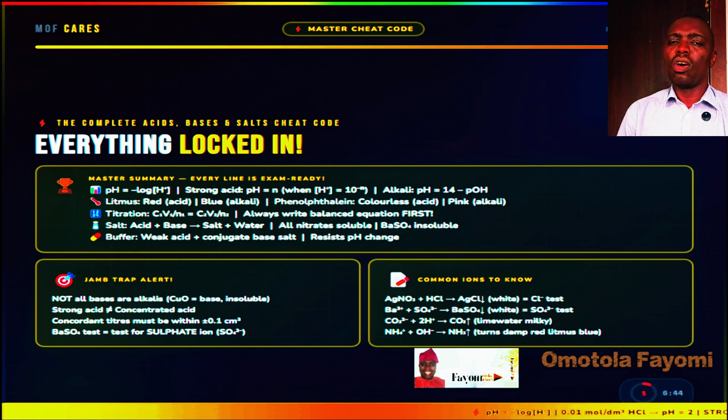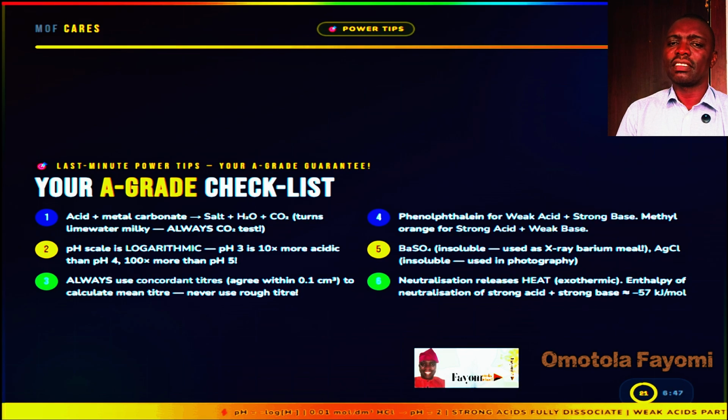Solubility shortcuts: all nitrates are soluble; barium sulfate, AgCl, PbI2, PbCl2 are insoluble; most carbonates are insoluble except sodium, potassium, and ammonium; most hydroxides are insoluble except sodium hydroxide and potassium hydroxide. Ion test: silver nitrate in nitric acid, a white precipitate of silver chloride confirms chloride ion. Barium chloride in hydrochloric acid, a white precipitate of barium sulfate confirms sulfate ion. These tests are classic JAMB. Every one of these has appeared in recent JAMB papers.